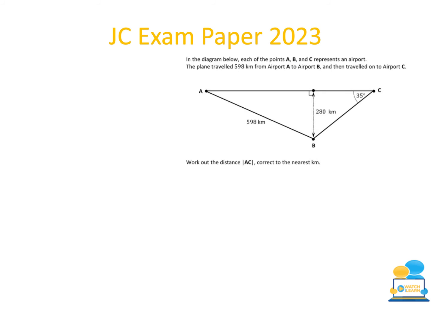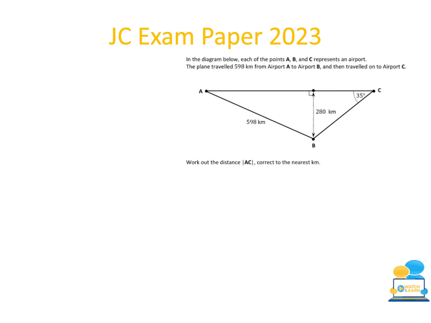Moving on from this question, it says in the diagram below, each of the points A, B and C represents an airport. The plane travelled 598 kilometres from airport A to airport B and then travelled on to airport C. Work out the distance AC correct to the nearest kilometre.